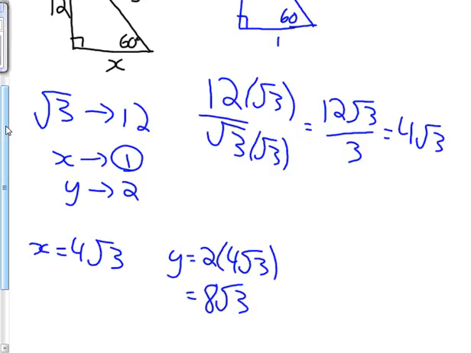We times by a ratio. So we know root 3 matches up to 12. So we divide 12 by root 3 to find out what we multiply root 3 by to get 12. And then we got 4 root 3. So all the numbers in this original triangle, we multiply by 4 root 3 to give us our new triangle. So we just multiply 1 by 4 root 3, 2 by 4 root 3, and we get our x and our y.